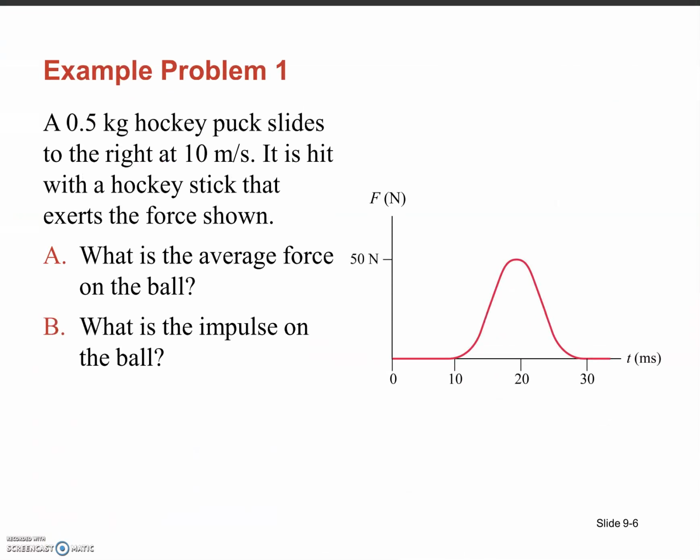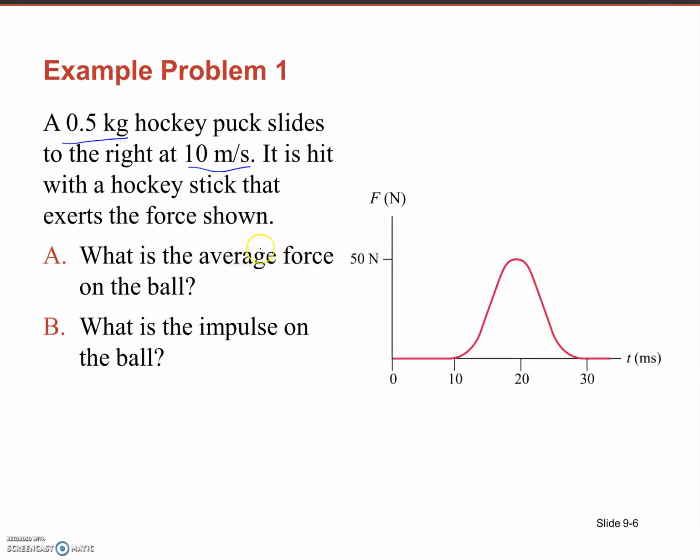Let's say we have a half a kilogram hockey puck sliding to the right at 10 meters per second. It is hit with a hockey stick that exerts the force shown here in this graph. A, what is the average force on the ball? And B, what is the impulse on the ball?